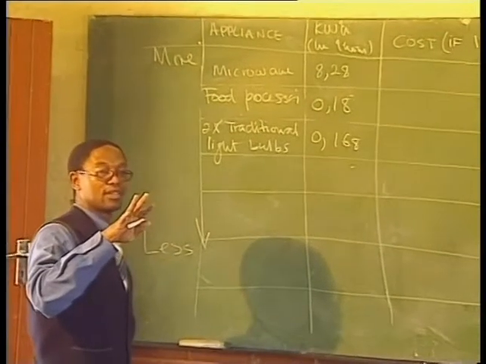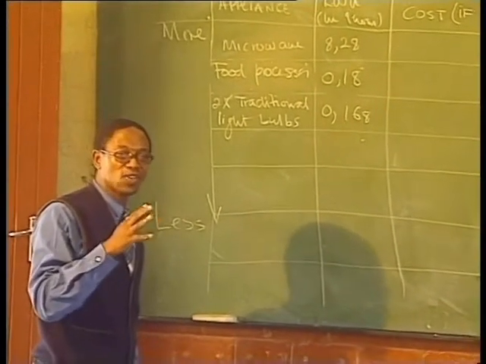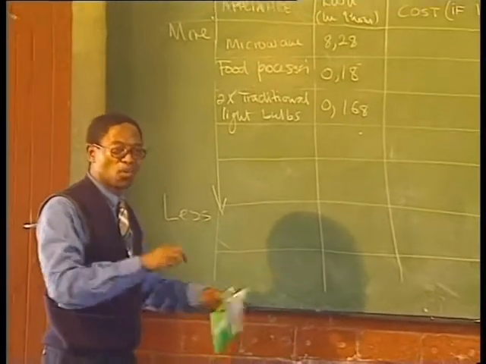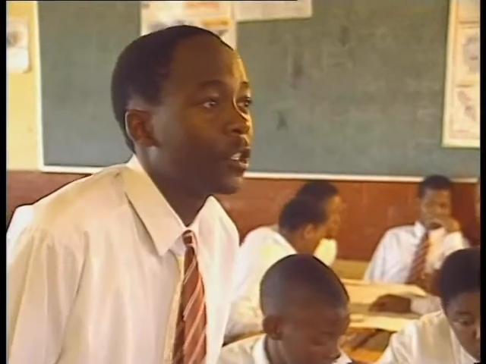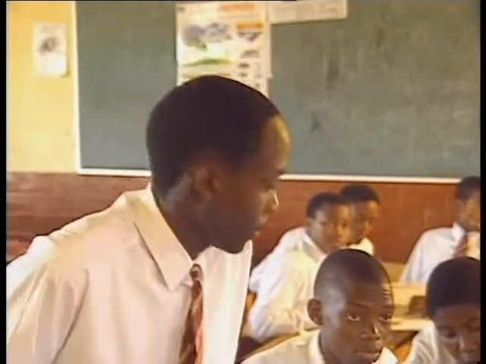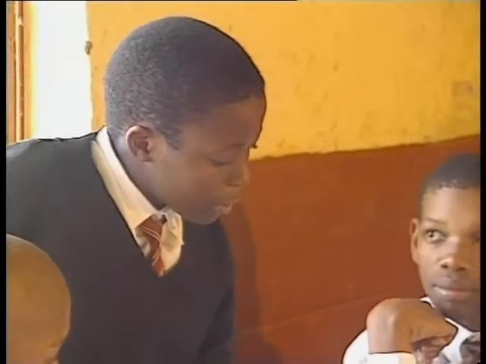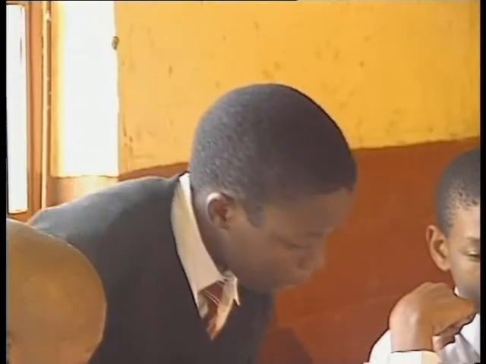Together with the teacher, they then compile a table ranking the appliances in order of how much energy they consume in an hour. Which is the fourth biggest? One traditional light bulb. The fifth one? The fan uses 0.084 units per hour.